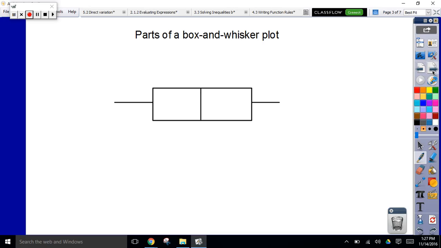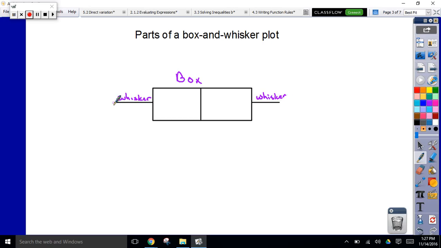Okay, so the parts of a box and whisker plot. A box and whisker plot looks roughly like this. This part is the box, and you should label these on your notes as I do. And then the things sticking out on the sides are the whiskers. So this is a whisker. You have a whisker over on the other side. And each part of this box and whiskers tells us about a different thing.